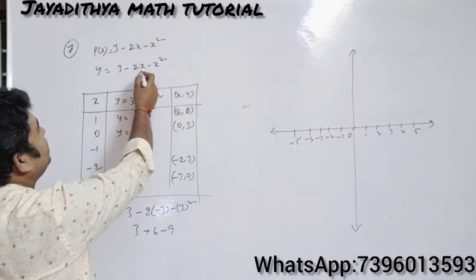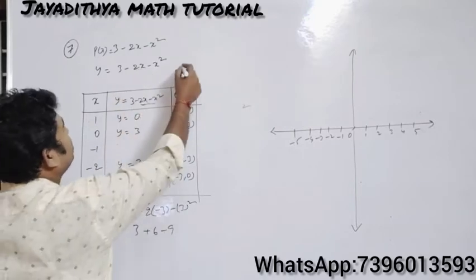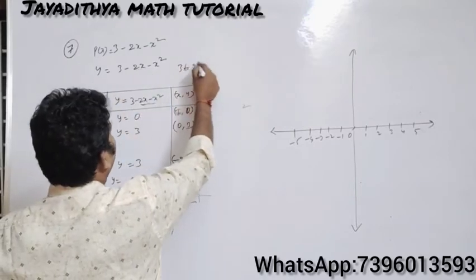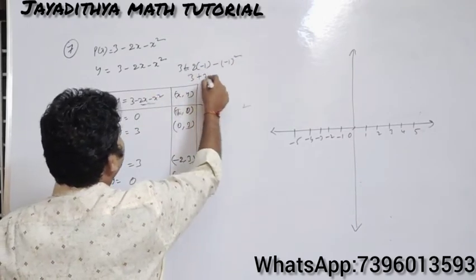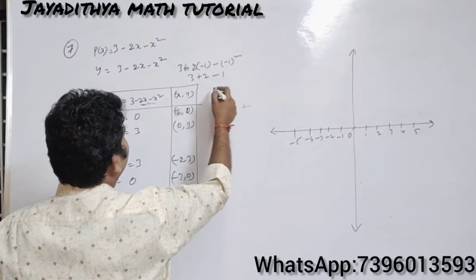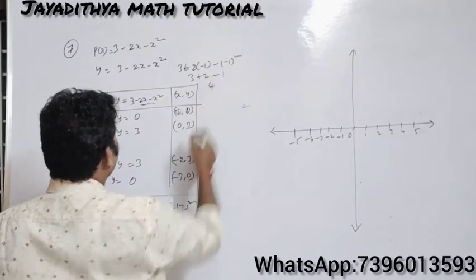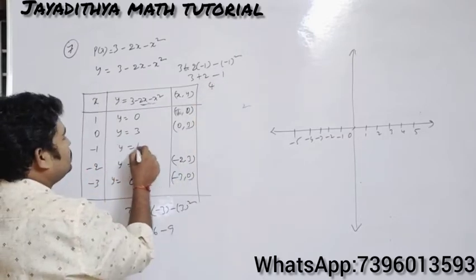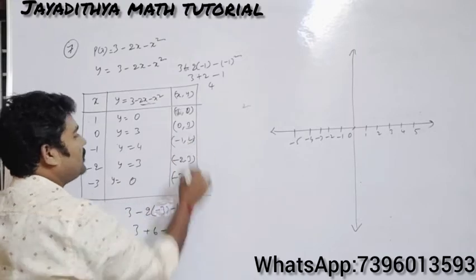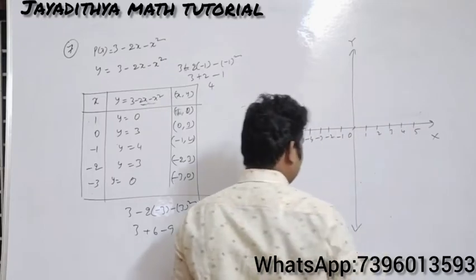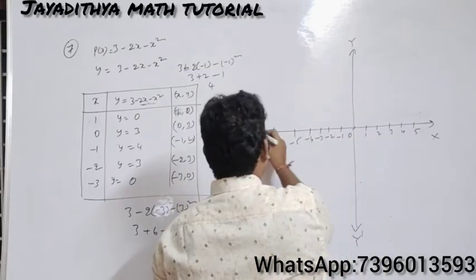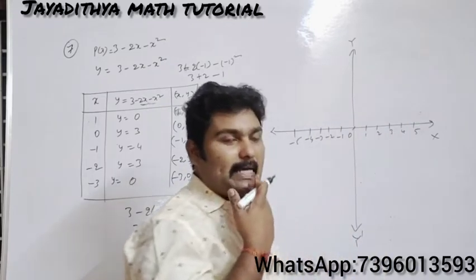If you take minus 1, this will be 3 minus 2 into minus 1 minus minus 1 whole square. So this is 3 plus 2 minus 1. This is equal to how much now? That will be 4 here. So y is equal to 4. You can take minus 1 comma 4. After taking this in the graph, take this as positive x-axis, this as positive y-axis, this is negative y-axis, and this is negative x-axis.